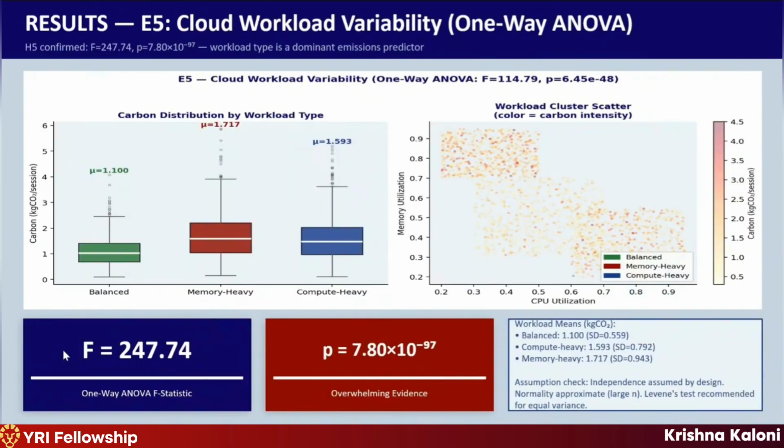And now E5, cloud workload variability, also known as ANOVA. One-way ANOVA on cloud workload type yielded F equals 247.74, overwhelming statistical evidence that workload type is a dominant emissions predictor. Memory-heavy workloads averaged 1.717 kg, compute-heavy averaged 1.593, and balanced workloads averaged only 1.1. This has direct implications for cloud resource allocation policies.